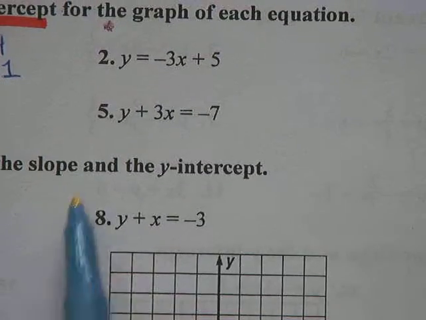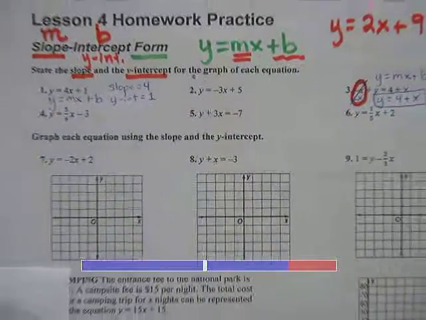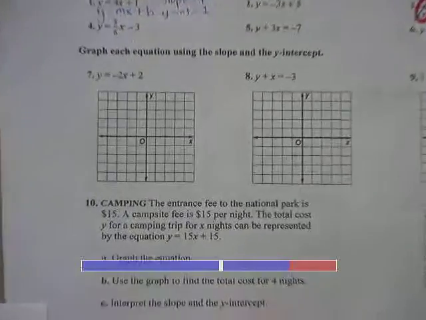Okay, so I'd like you to go through 1 through 6. Number 5, you're going to have to do some rearranging to get the slope-intercept. And then start the video again when you're done with that.